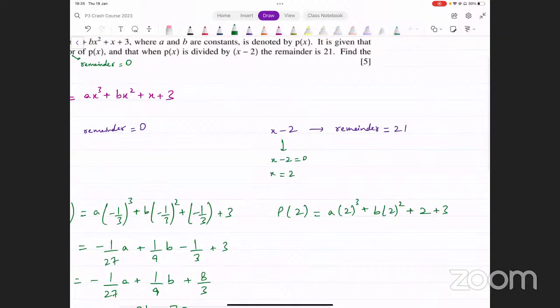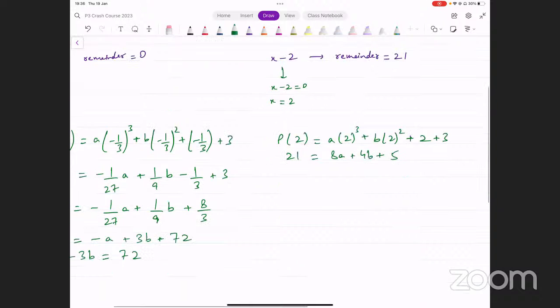Now in this case, we're given that the remainder is 21. So we put this whole thing equal to 21. 21 equals 8a plus 4b plus 5. That gives us 8a plus 4b equals 21 minus 5, which is 16. We can simplify this, and that gives us 4a plus b equals 4.